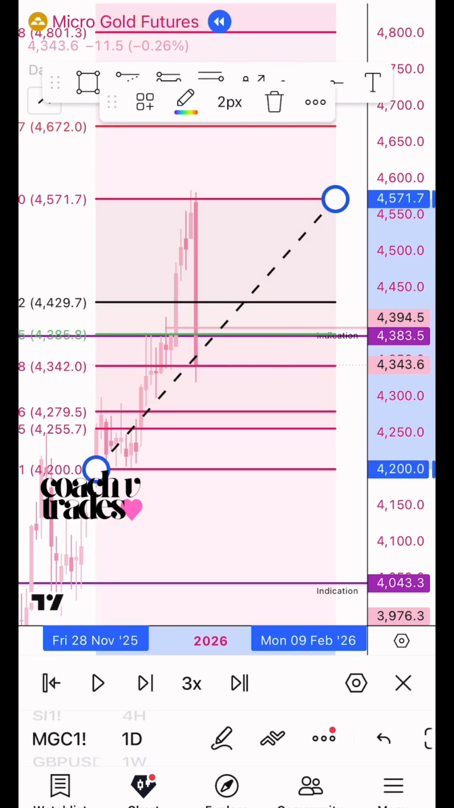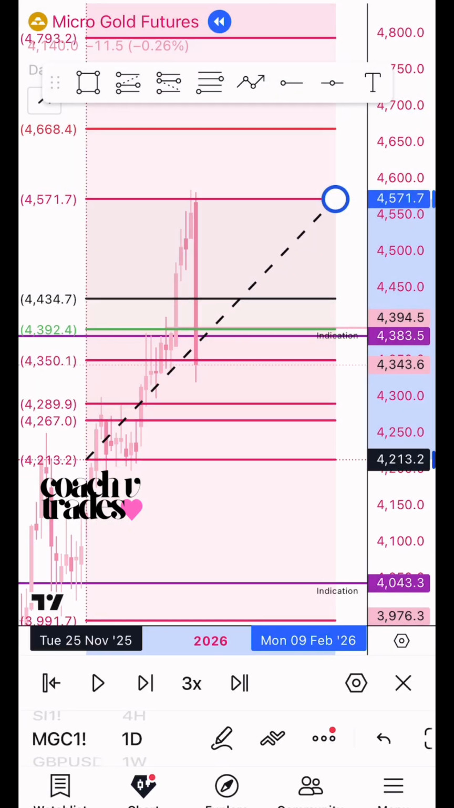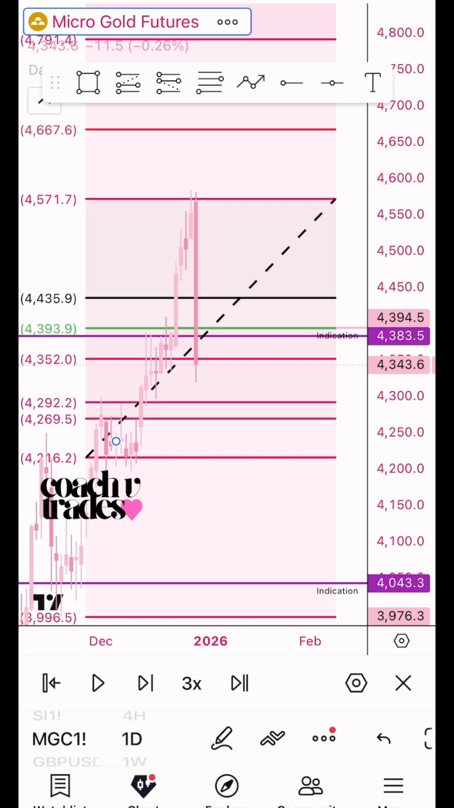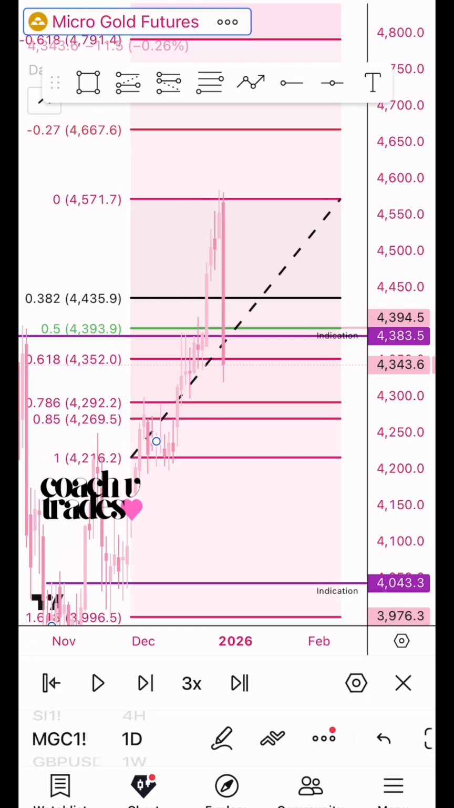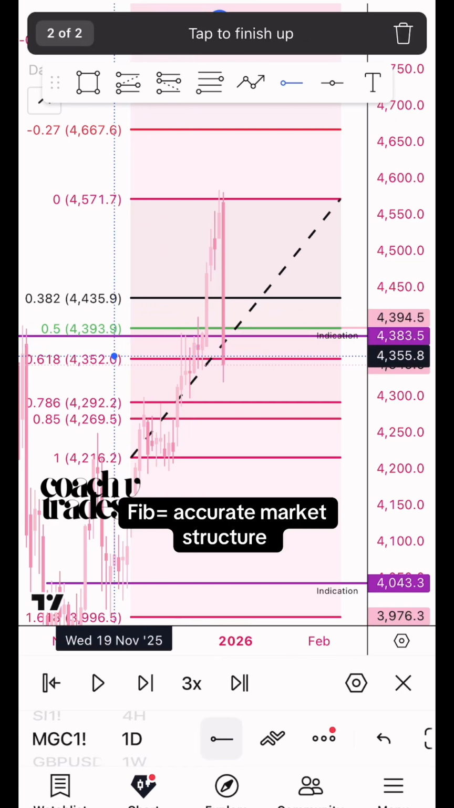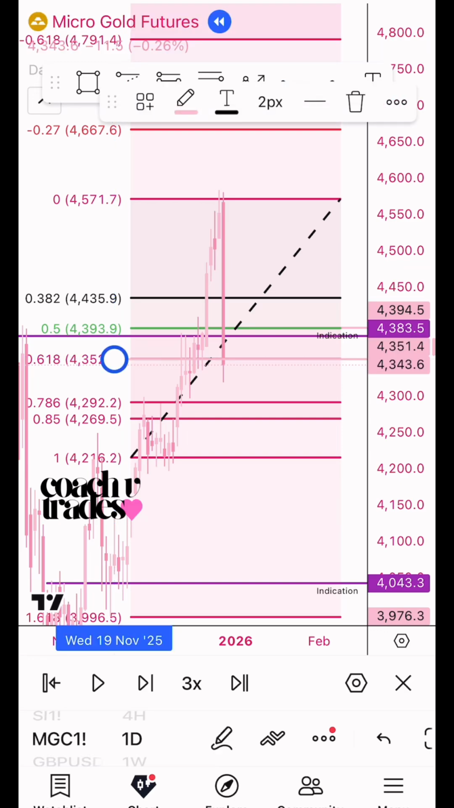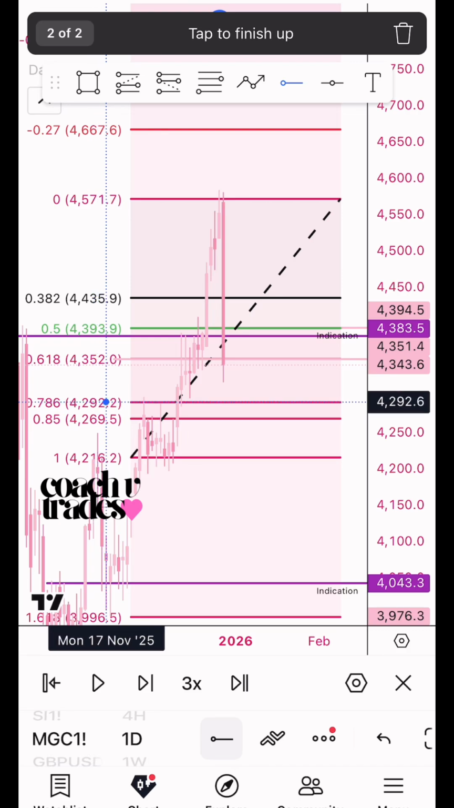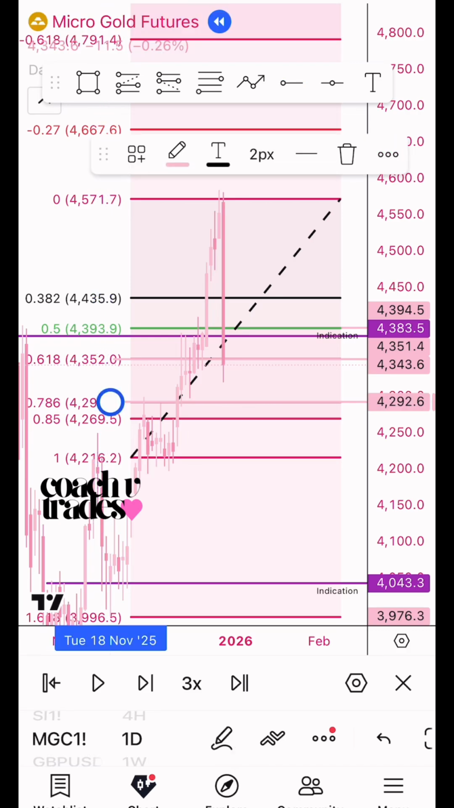Now, the only thing about the fib, this is why market structure is key, okay? Because if you don't know how to identify a swing low or a swing high, then you cannot use this tool. You can't use it, okay? Because if you draw your fib wrong, your measurements are going to be wrong and you're going to think that the fib don't work. But it's you. You don't know how to point it out. That's why I say practice, practice, practice, okay?